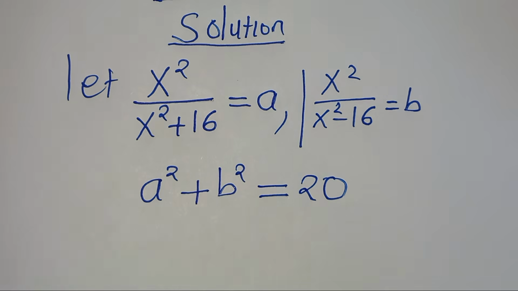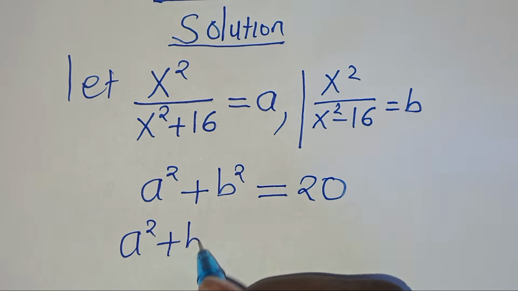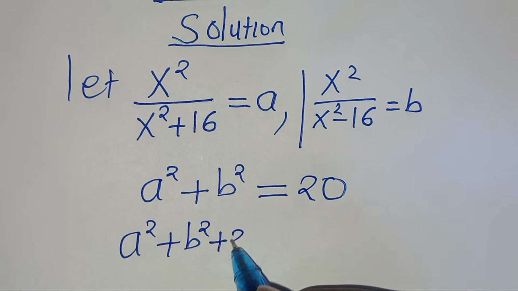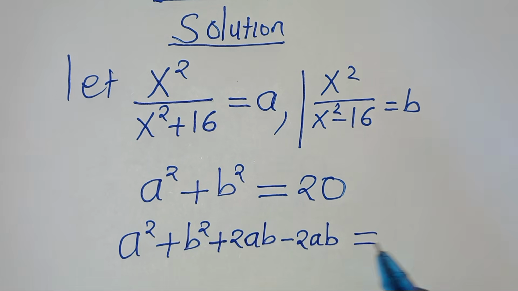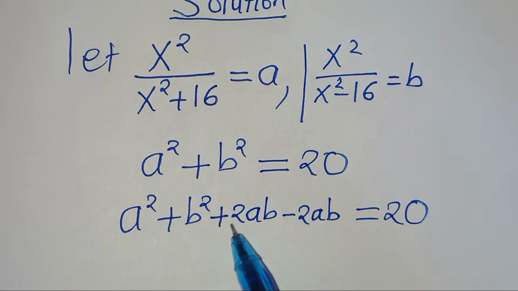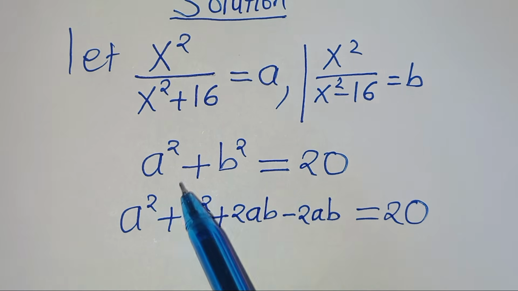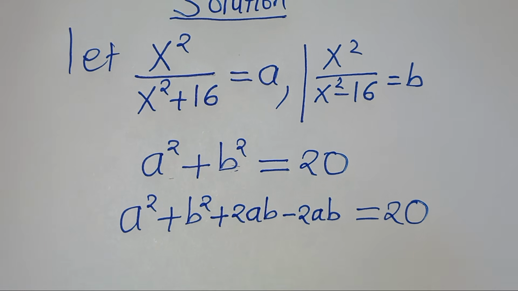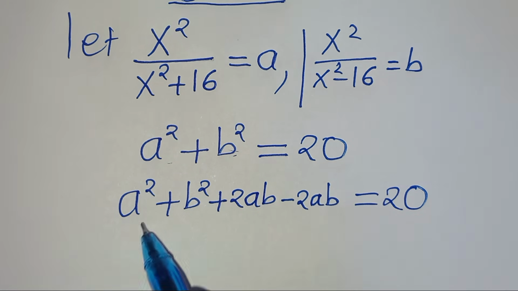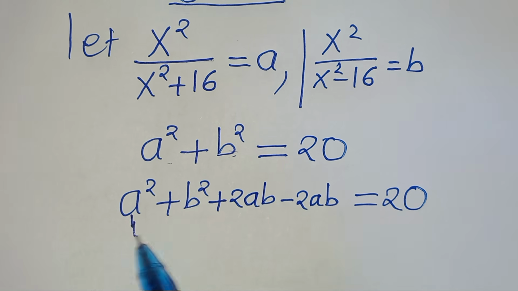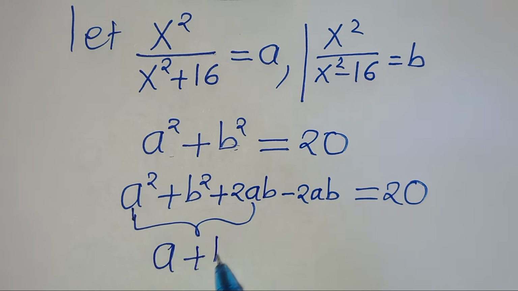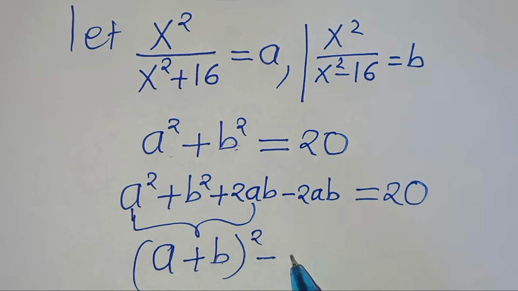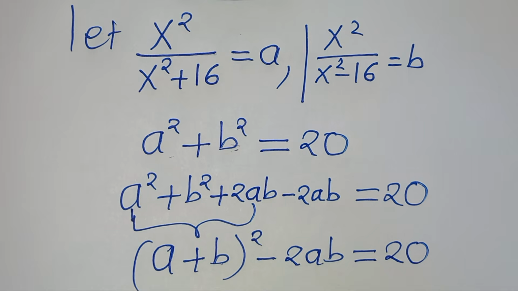Now we have a squared plus b squared. Now let's introduce plus 2ab, subtract 2ab, this is equal to 20. If we say 2ab minus 2ab, this is the same thing as 0, so we have not altered this equation here. So a squared plus b squared plus 2ab can be expressed as a plus b raised to the power of 2, subtract 2ab, this is equal to 20.